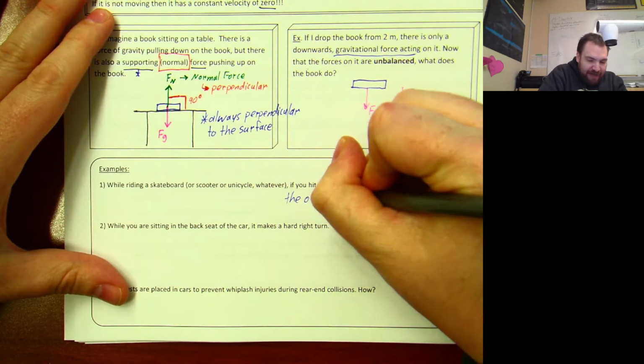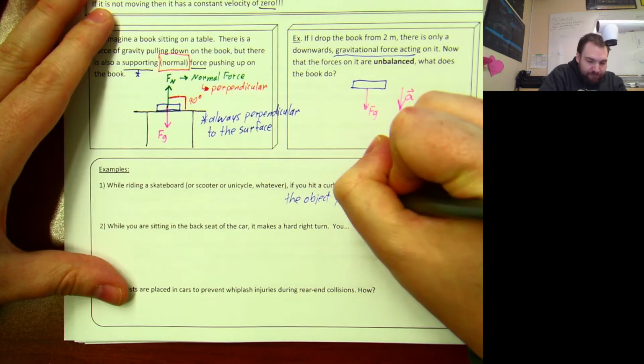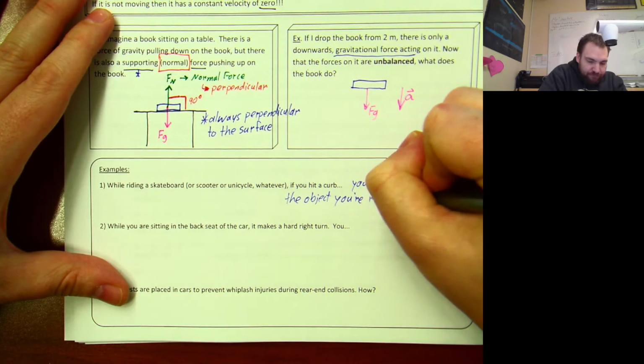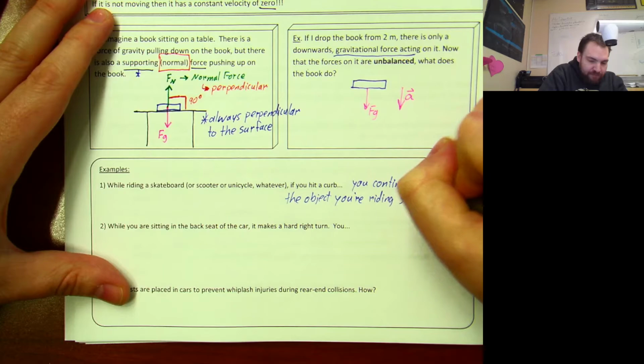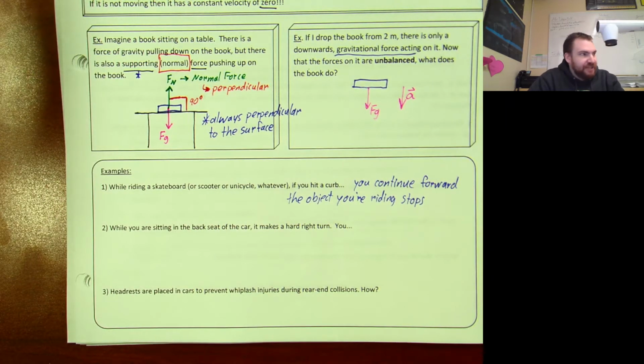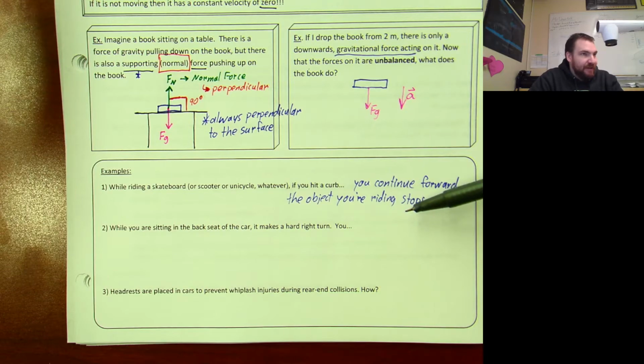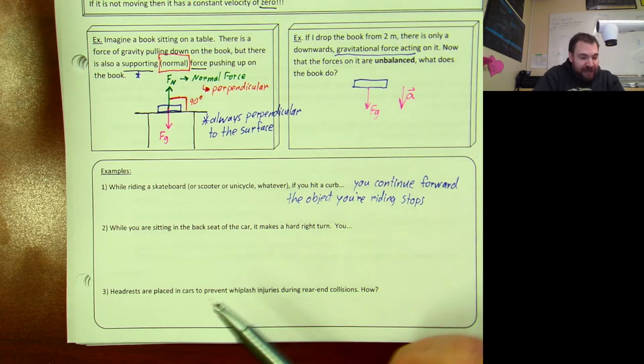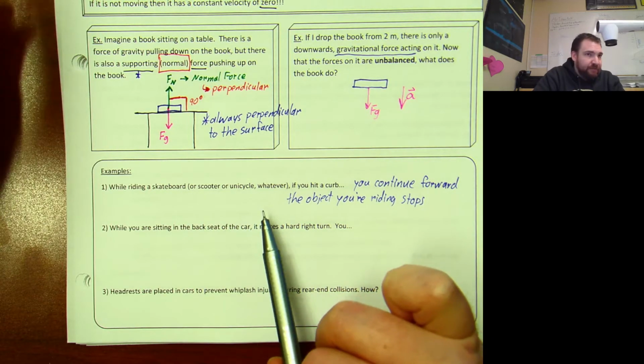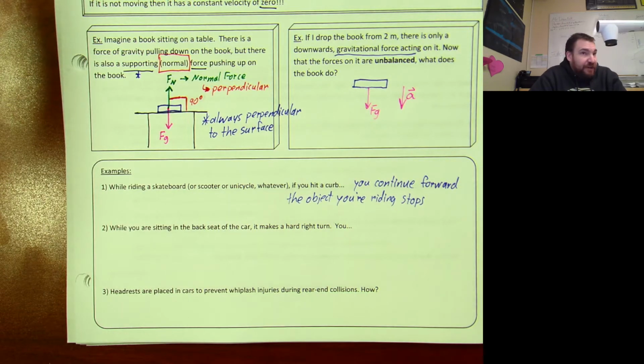The object you're riding stops. Why does the object stop? It experienced a force. It's not the normal force, it's whatever force the curb applies. So the curb has applied a force, so the object stops. You haven't experienced a force on a skateboard, a scooter, or a unicycle because there's nothing in front of you to provide a force on you. So you keep going.